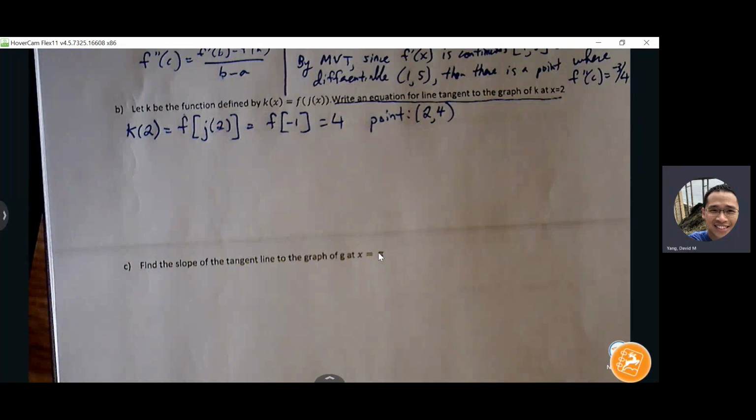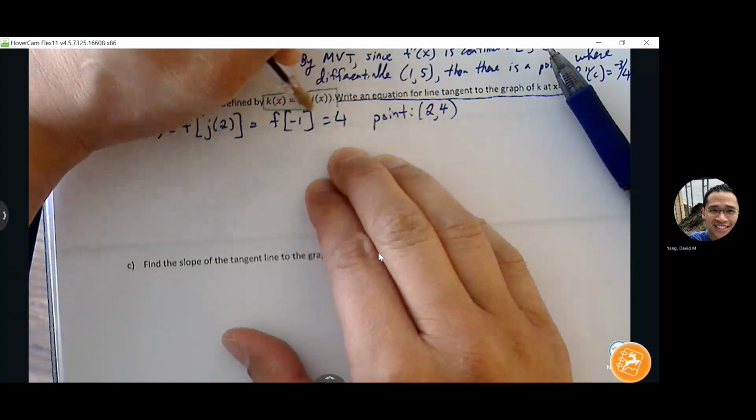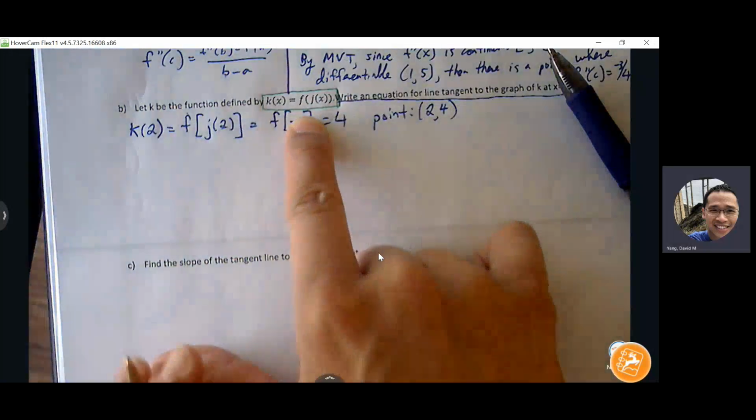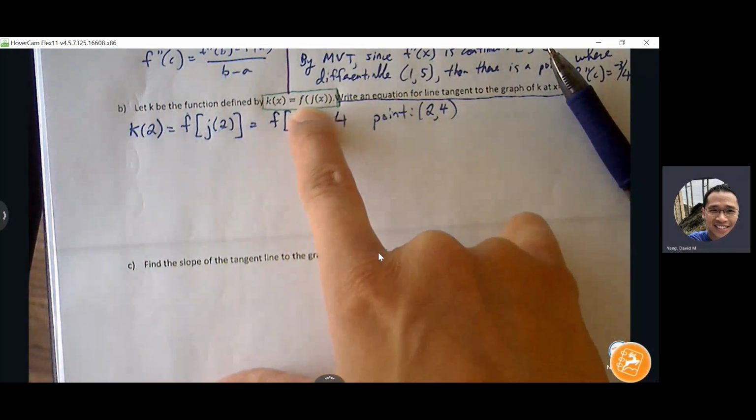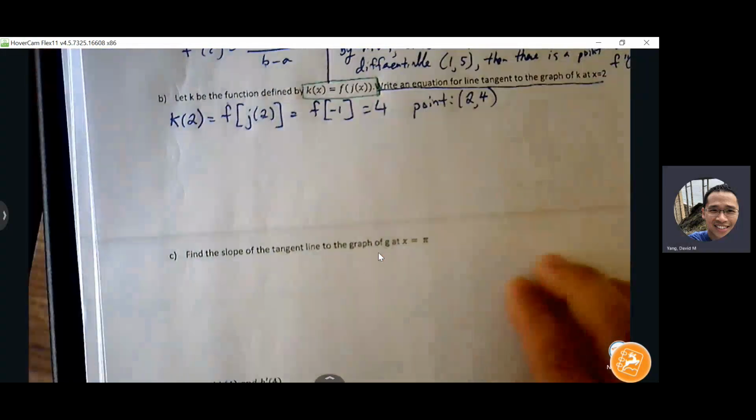Now we've got to get to the derivative. Slope, right? Slope comes from the derivative. Now look at the setup here. If I want to find the derivative, what do I have to involve here if I want to find the derivative of k of x? Chain rule, right? So chain rule.